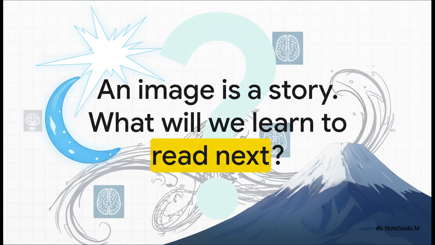So, from the crescent shape of a subdural to the ominous peak of Mount Fuji, every single scan tells a story. It's a whole narrative written in shades of gray, and learning to read it, well, it can make all the difference. The only question is, what story will we decode next?